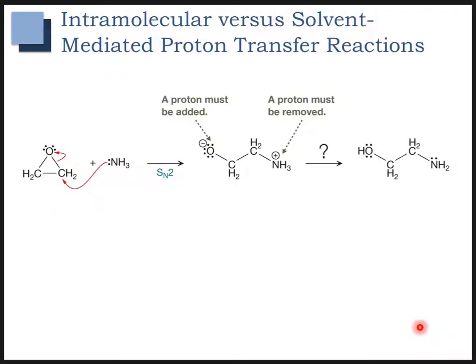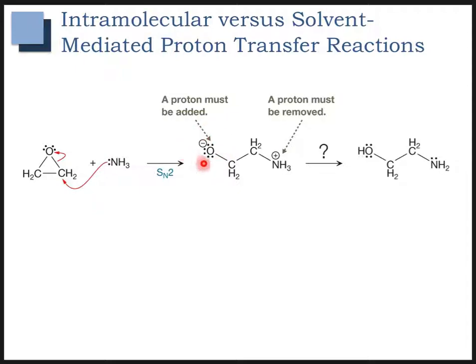In our last example here, we're going to look at some intramolecular examples. So in this case here, you can see that we have a nucleophile attacking an epoxide. So this is an SN2 reaction where the molecule's going to open itself up. And so the question here is whether the proton transfer occurs intramolecularly or from the solvent.